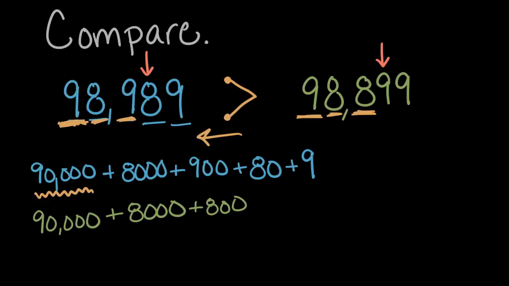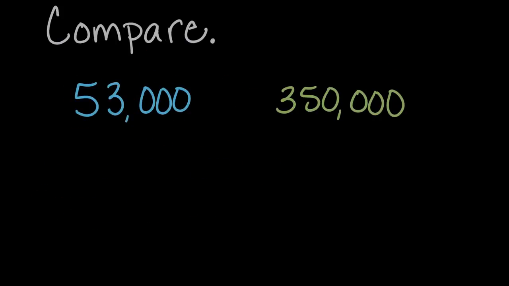Let's try one more. So here we're comparing 53,000 and 350,000. At a quick glance, you might be thinking, okay, first number 5, first number 3, the highest place value is bigger here, it's a 5. But that's not quite enough. We still have to be sure we're comparing the same place values. This largest place value here, this 5, is in the 10,000s place. But the largest place value over here, the 3, is in the 100,000s place.